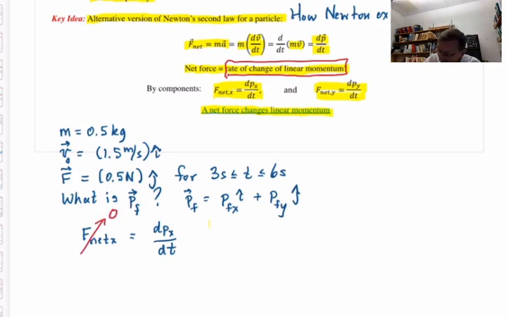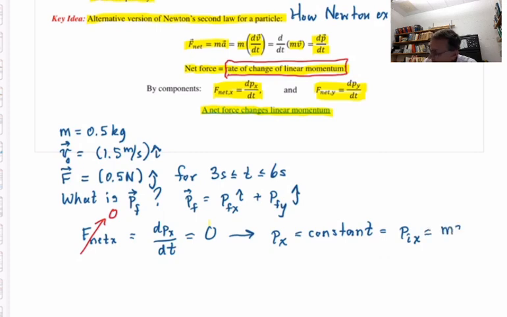So dp_x/dt equals 0. But if the derivative of something equals 0, then what do you know about the something? In this case, p sub x. It's constant, right? So the p sub x value is equal to a constant equal to whatever it was initially, p initial x. Yes? So that will just be the mass times the initial x velocity.